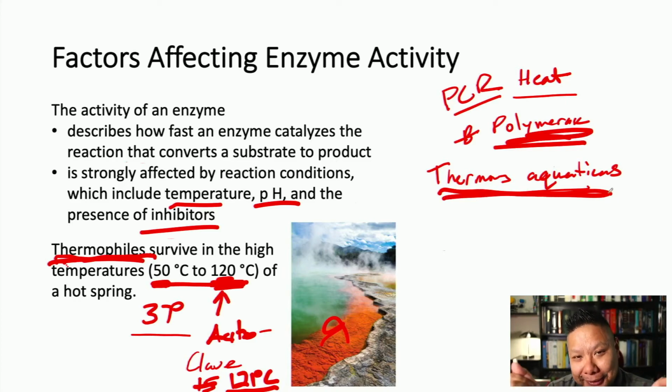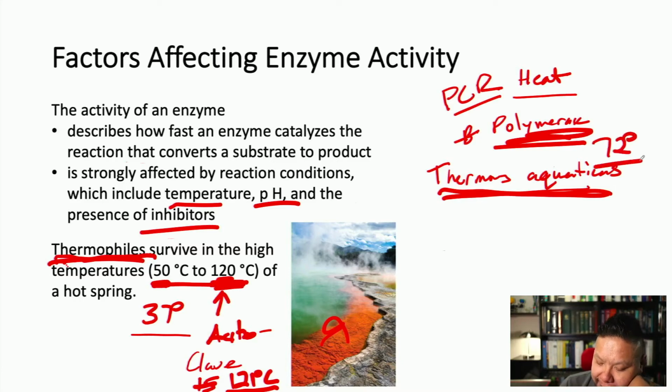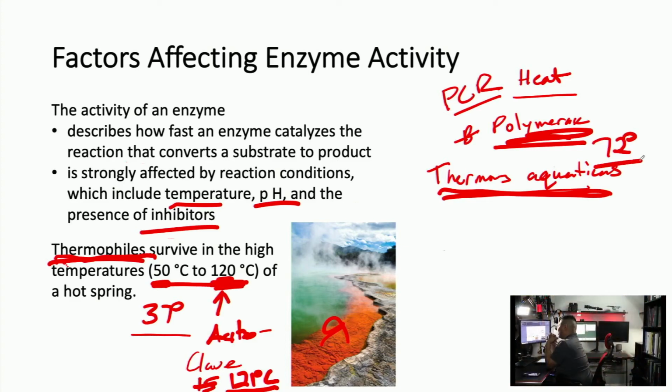So after we unzip it with the heat, we can bring the temperature back down to super low. And when it's low, we can add in little molecules called primers that tell the polymerase where to start replicating. And then we can bring the temperature back up a little bit to 72 degrees Celsius. That is actually the optimal temperature for Thermus aquaticus' polymerase to do DNA replication. This is a huge, huge breakthrough.